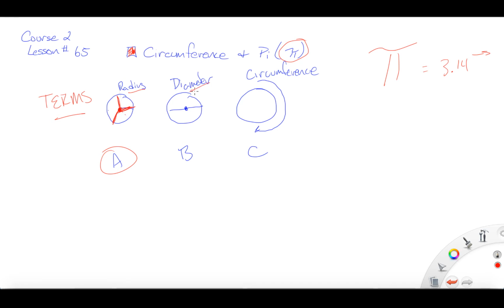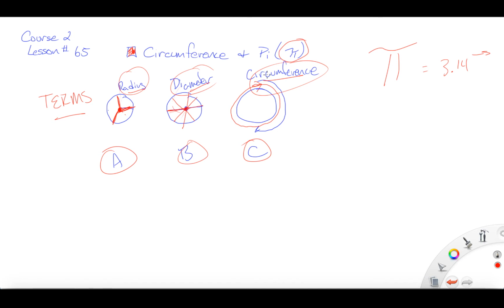Okay, diameter is the whole circle sliced in the middle, any way in the middle. So think about slicing a pizza. You always cut through the middle, or at least try to. All those lines are diameter lines. And then circumference would be the entire outside of a circle. So A, B, and C, three terms: radius, diameter, circumference. That's what you see on page 459, and there's not much to know other than those terms.